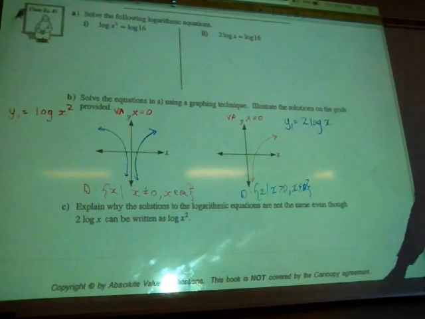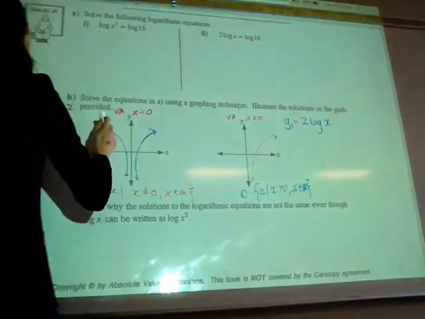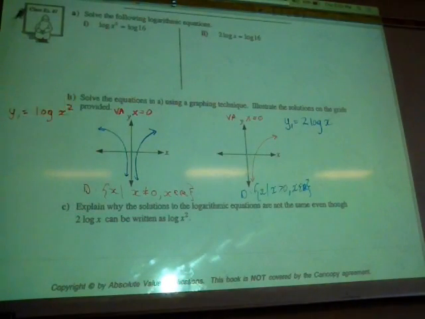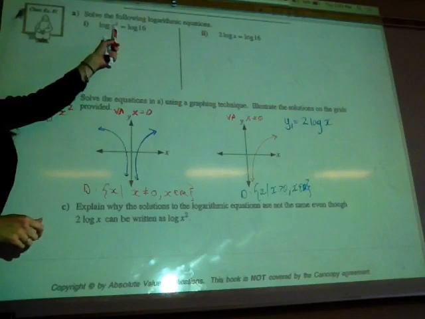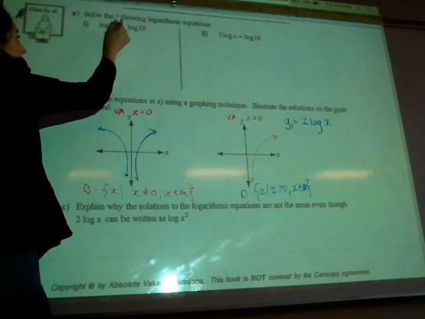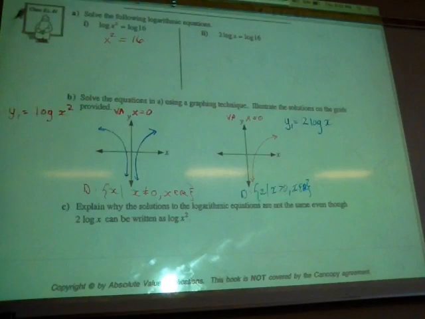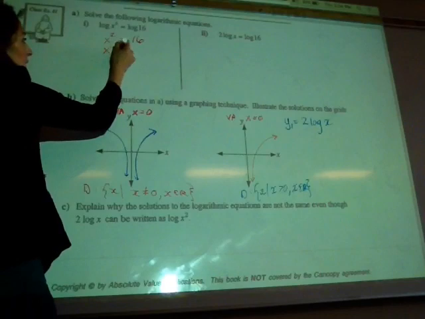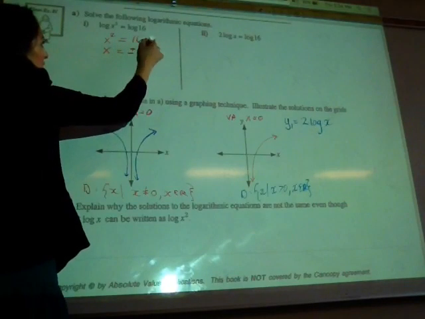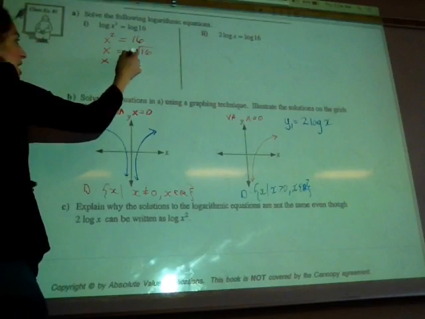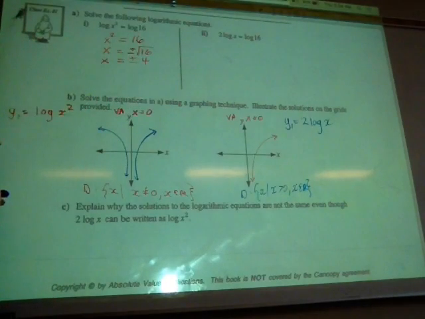So let's go ahead and solve these, and we'll see which solutions are possible, and we're going to use our graphs to help us a little bit. So we have a logarithm on both sides, base 10. Just like we can add logarithms to both sides, we can remove logarithms from both sides, and we can say that the arguments are equal. We have x squared equals 16. To solve for x, we just need to square root both sides, and we need to remember to take the positive and negative square root. So x equals positive or negative 4.